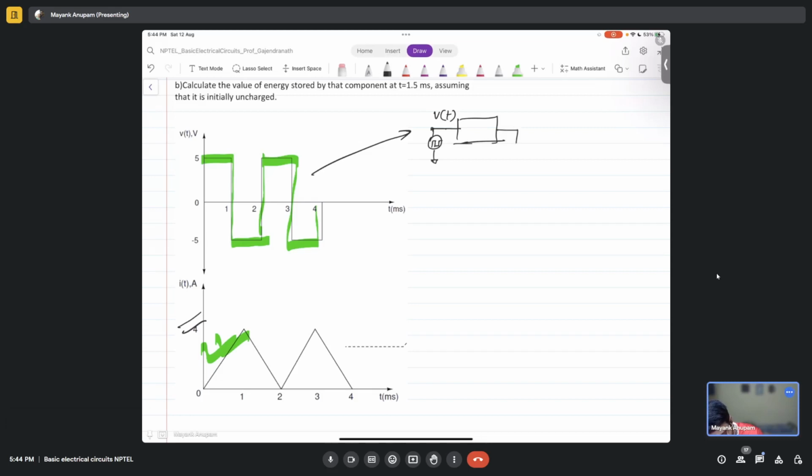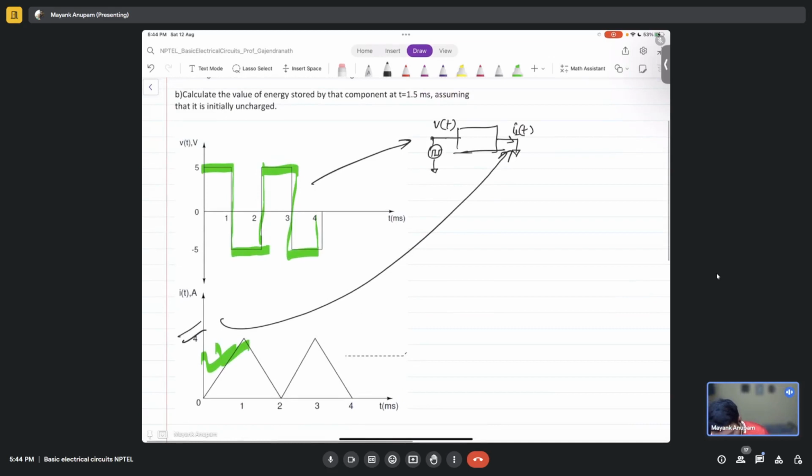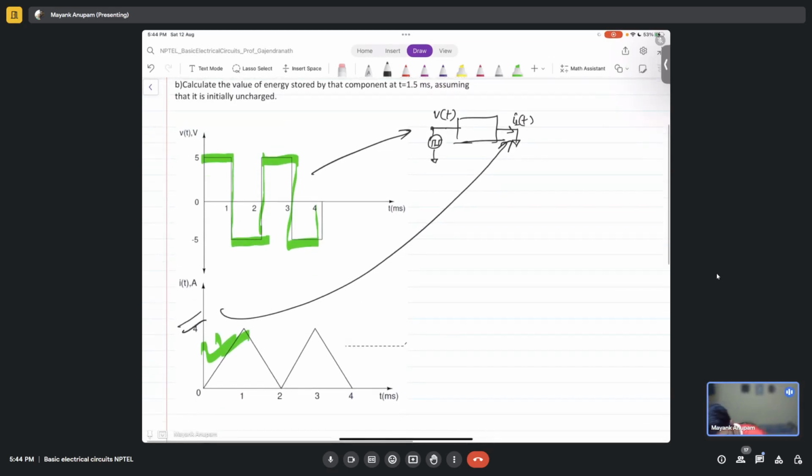Using an inductor. I1 of t has to be of this kind. Okay, so you're saying you have to use an inductor. Let's see whether that helps or not. What is the inductor equation? What is the voltage across an inductor? V equal to L di by dt. So what is the current? I of t is equal to what?